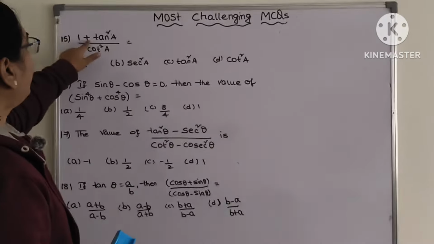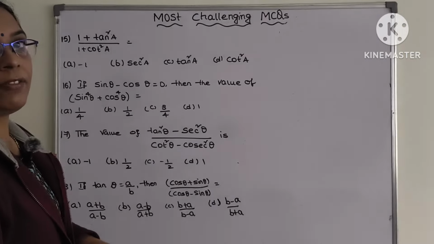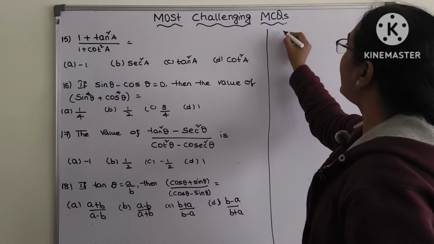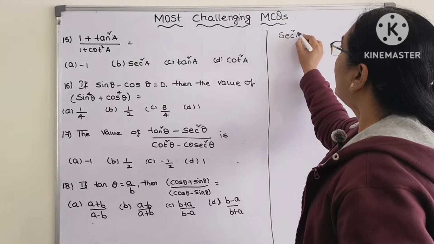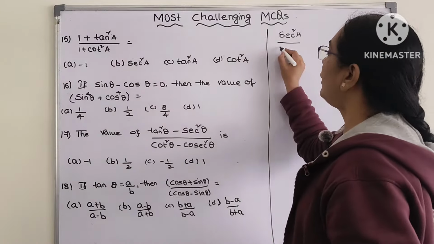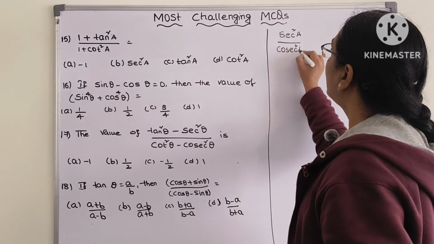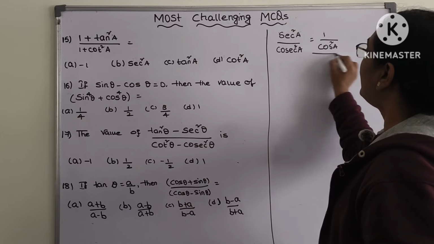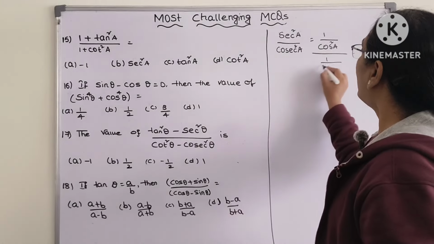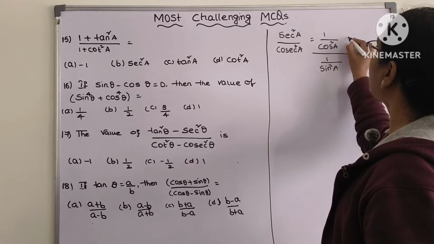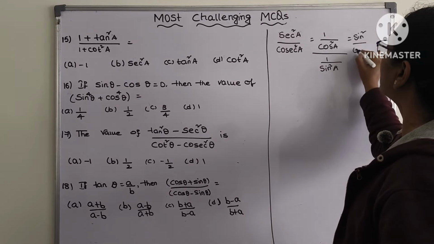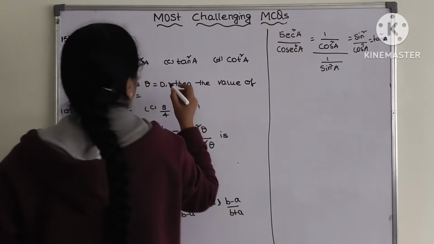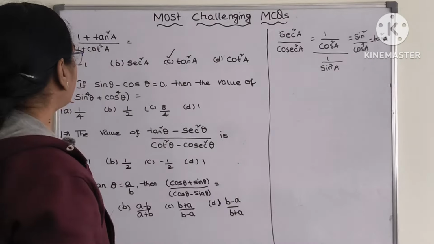Next sum, children. We have to find the value of (1 plus tan square a) by (1 plus cot square a). What is 1 plus tan square a? 1 plus tan square a is secant square a, and 1 plus cot square a, from the identity we know, is cosecant square a. So secant square means 1 by cos square, divided by cosecant square, which means 1 by sin square. When you take the reciprocal, it becomes sin square by cos square, which is tan square a. So the correct option is option C, tan square a.